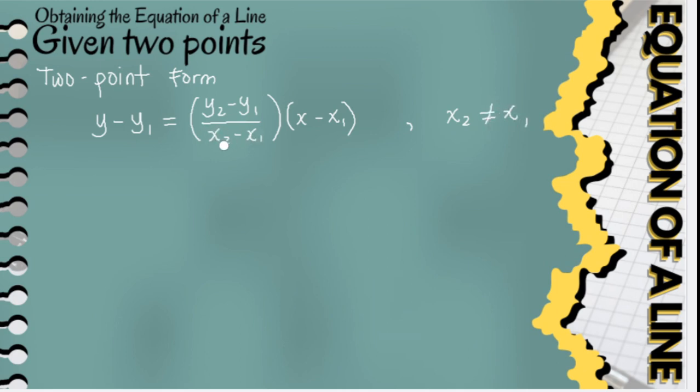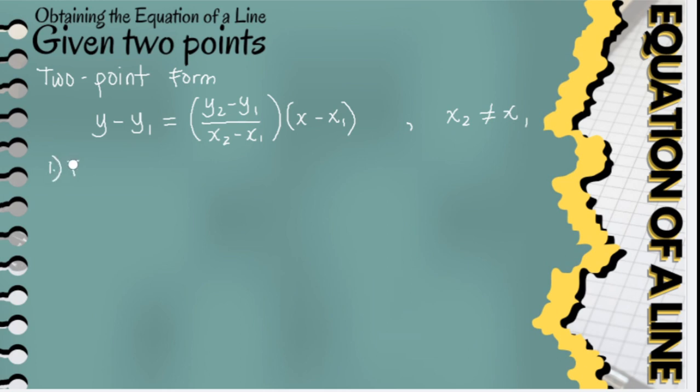Bakit? Kasi kapag parehas ang value, magiging 0 ang denominator natin. And we cannot divide a number by 0. So x sub 2 should not be the same as x sub 1. Okay? So let us have an example.